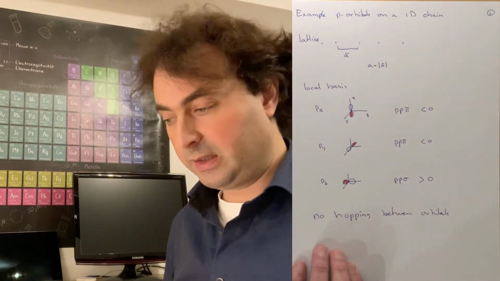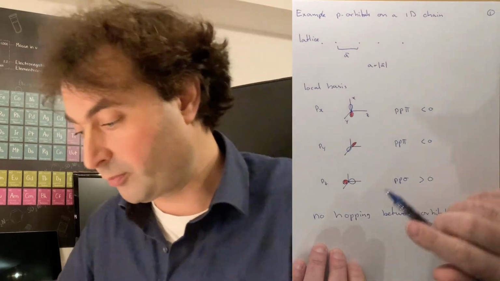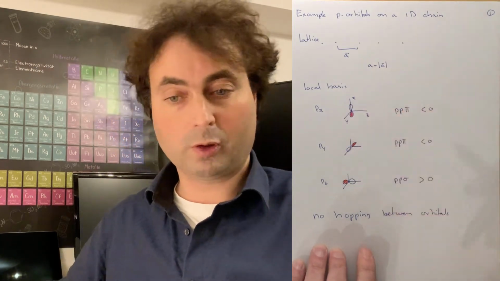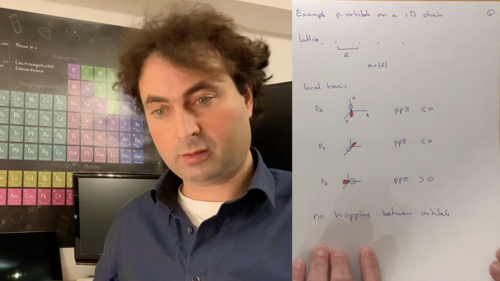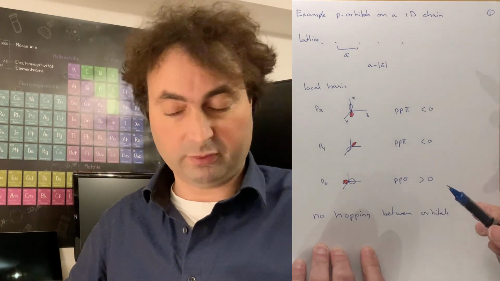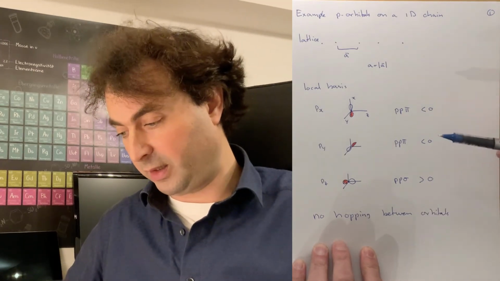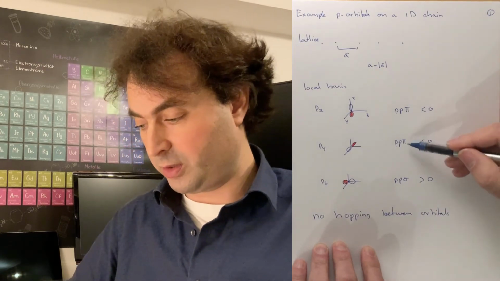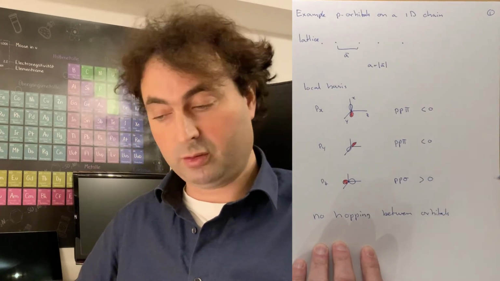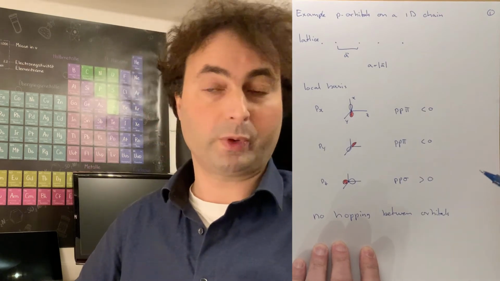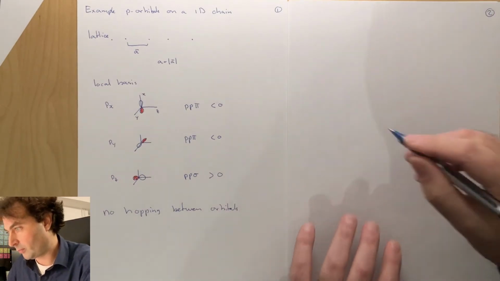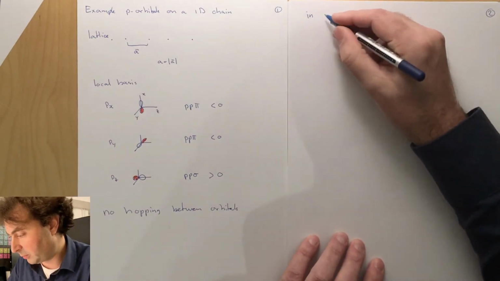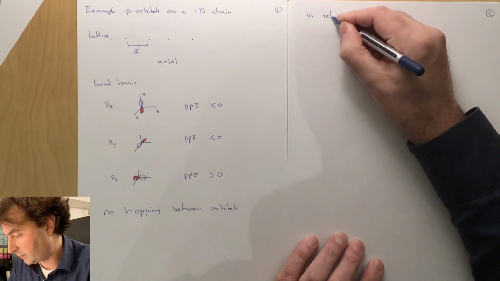So we immediately can see that our Hamiltonian is diagonal in orbital space, so I only have to diagonalize it in crystal momentum space to immediately find the eigenstates that I have. And then we can use that the pp pi hopping is smaller than 0, just like the hoppings that we had before, and the pp sigma hopping is larger than 0. So we can write down our Hamiltonian first in real space.